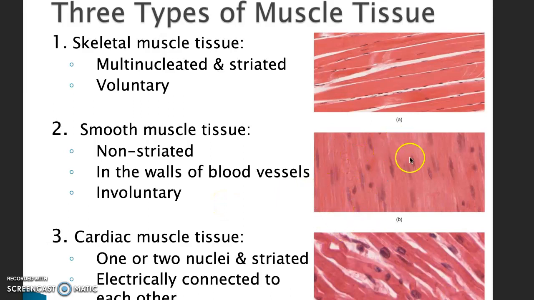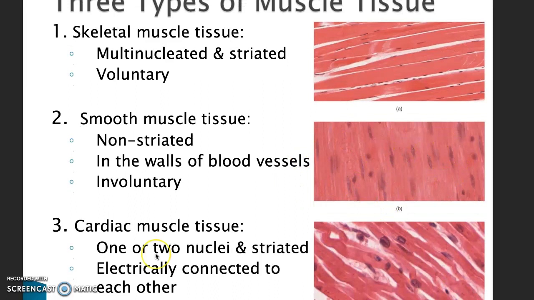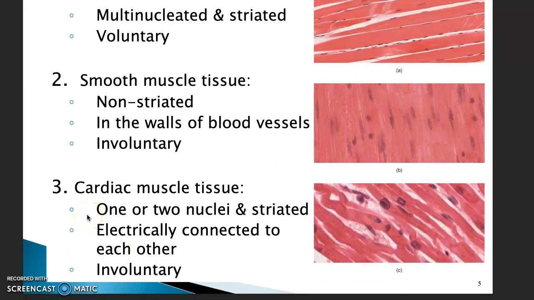And you can tell it has stretched, the way it looks like it has stretched dots. And the third one is cardiac muscle tissue. By its name, it's only in the heart.